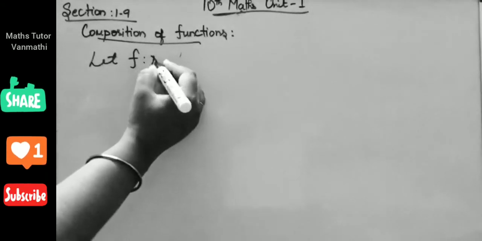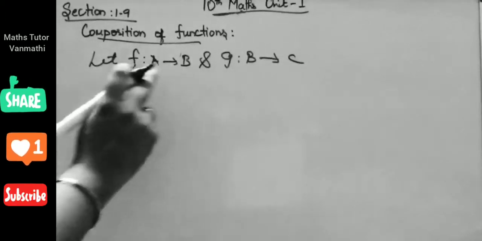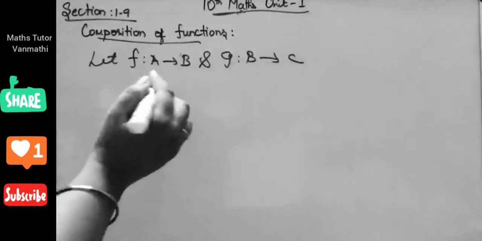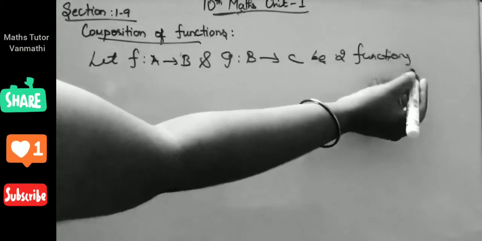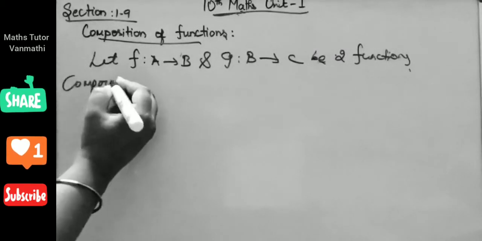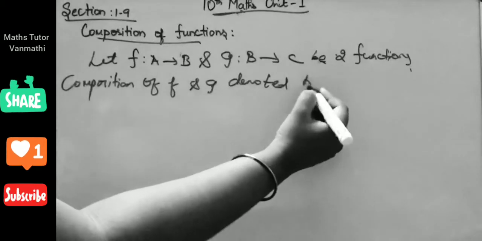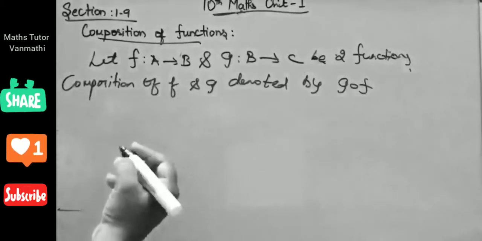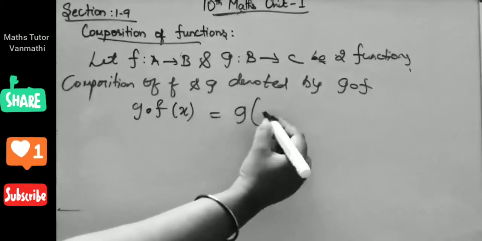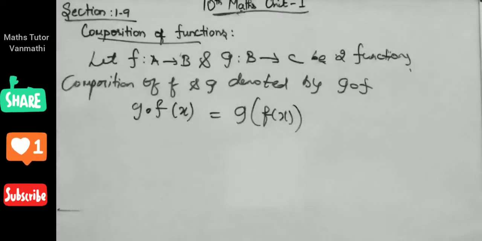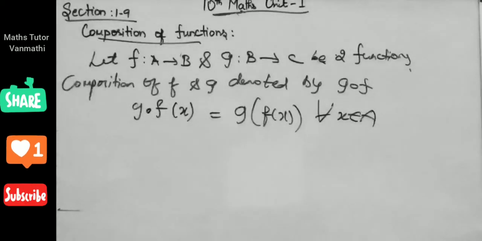Let f from A to B and g from B to C be two functions. Then the composition of f and g is denoted by g composite f. The function is written as g composite f of x equals g of f of x. Clear? Here x belongs to set A. This is your definition of composition of functions.